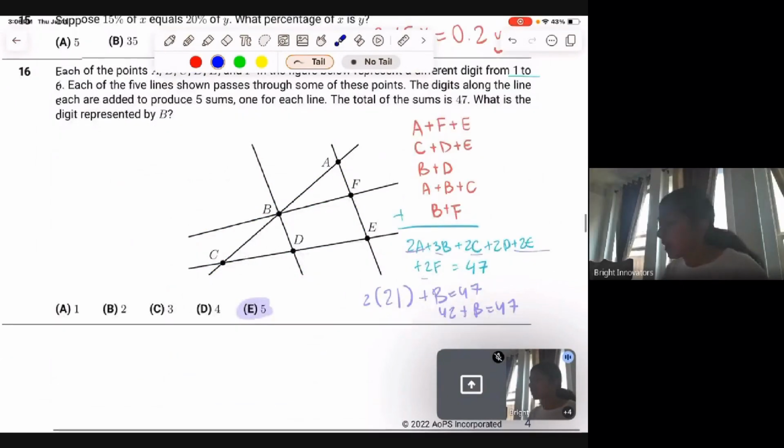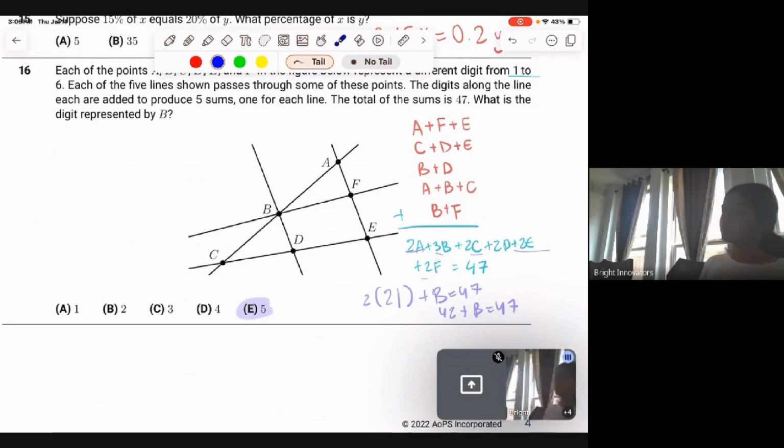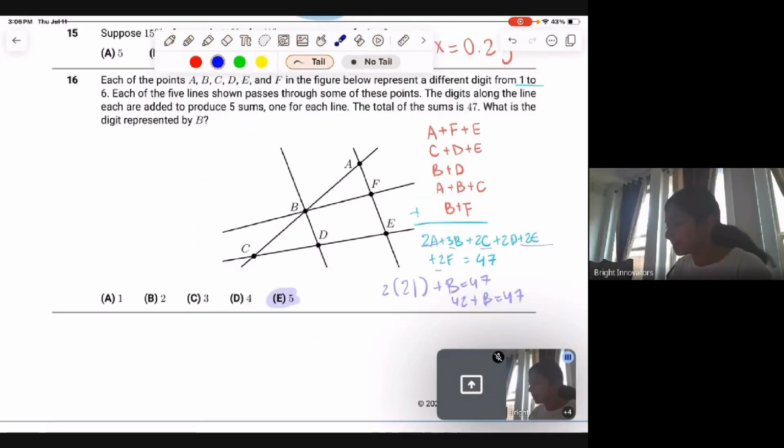Okay, so basically what you do is you make equations for all of them. So in red over here are the equations for these. Then you add up all of these and you get 2A plus 3B plus 2C plus 2D plus 2E plus 2F. And because everything added up is equal to 47, all of this is equal to 47.